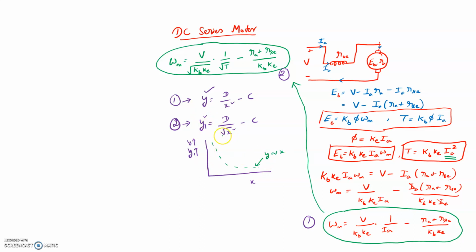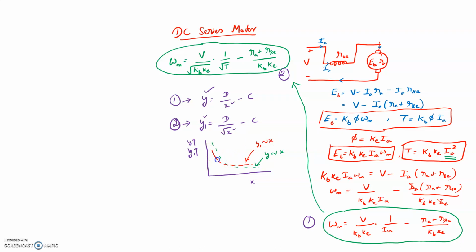And another expression is y1 with x. So let us draw it here with another pen. What we are getting is another curve like this. This is y1 with respect to x.